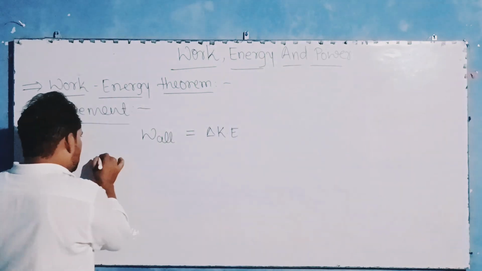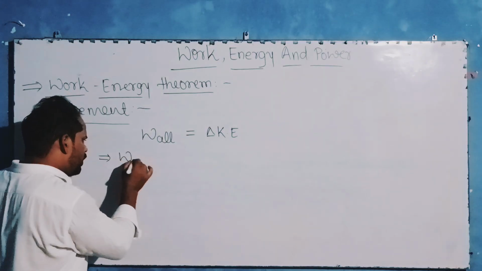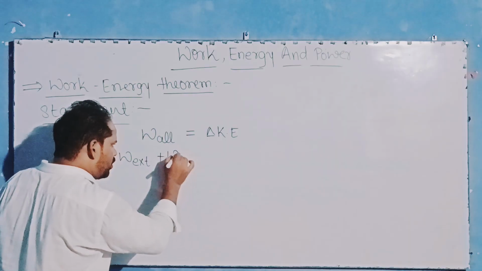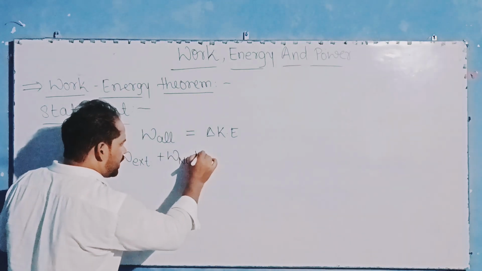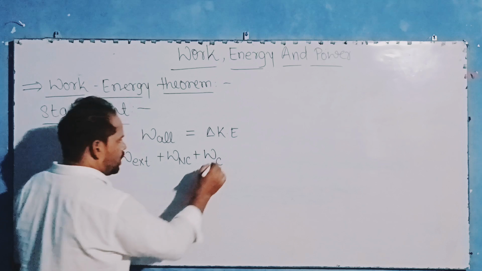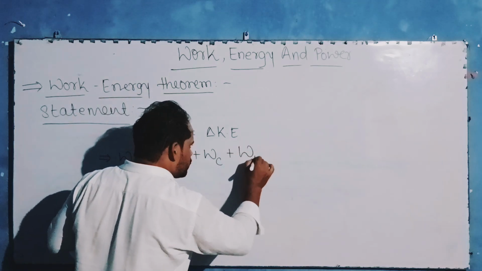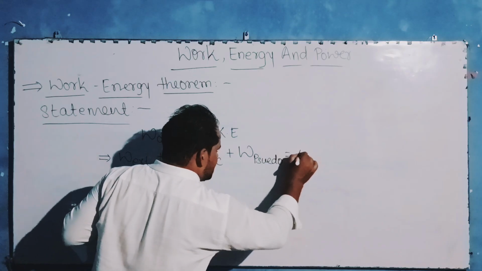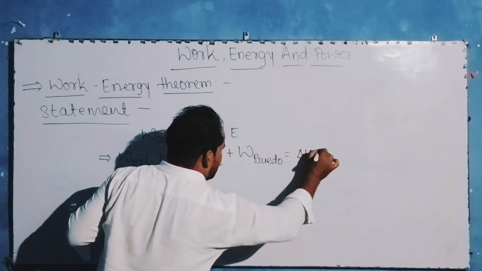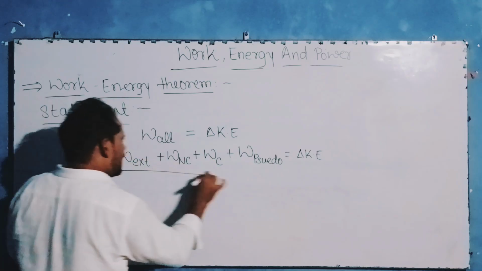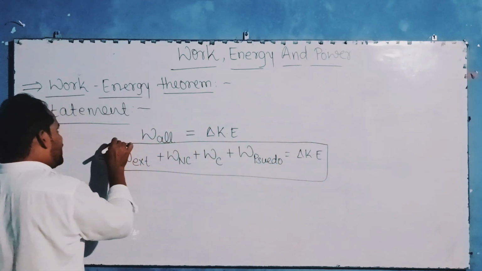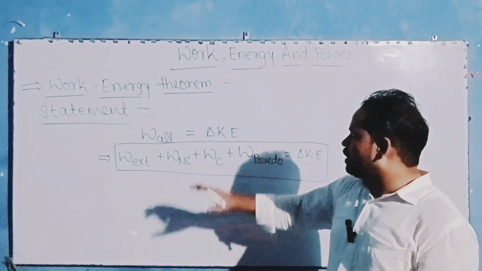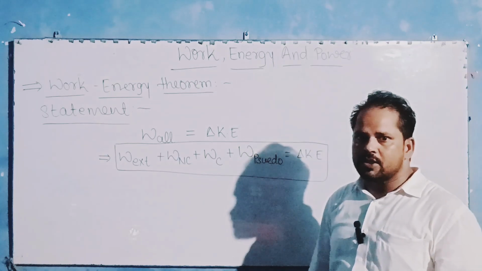That implies we can write: work done by external force, plus work done by non-conservative force, plus work done by conservative force, plus work done by pseudo force, is equal to the change in kinetic energy of the body. This is the final expression we get through the work energy theorem. Work done by all the forces is equal to the change in kinetic energy of the body.